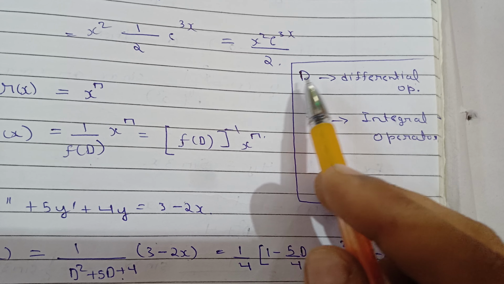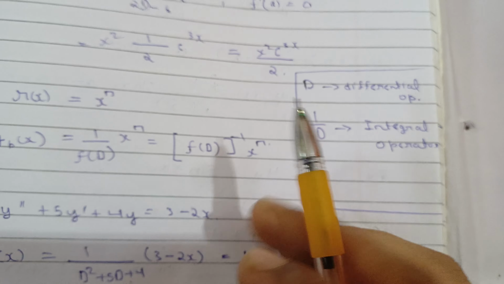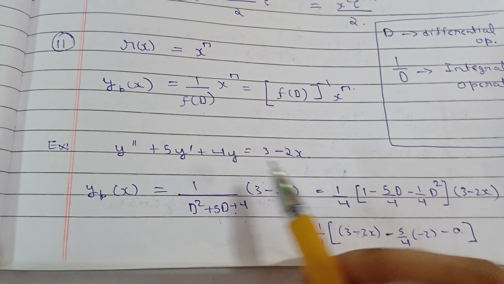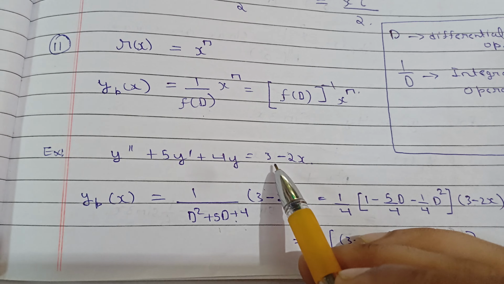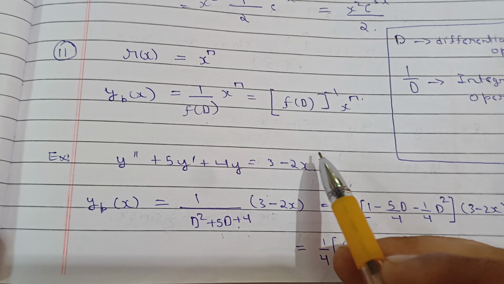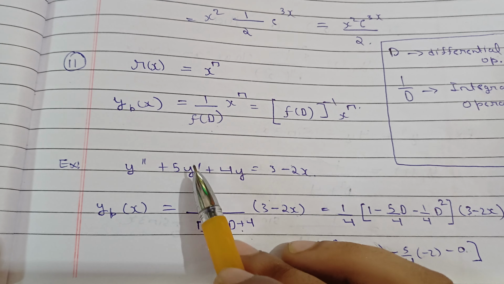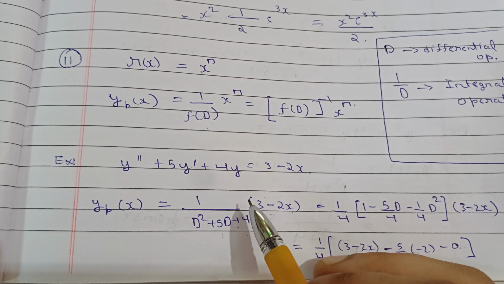Whenever you are getting D and something on the right side, you will differentiate that. So remember this. Let's see an example. This is our equation and this is in the form of x to the power n, because here it is x to the power 0, x to the power 1. So let's see. Write f(D) will be D square plus 5D plus 4, 3 minus 2x.